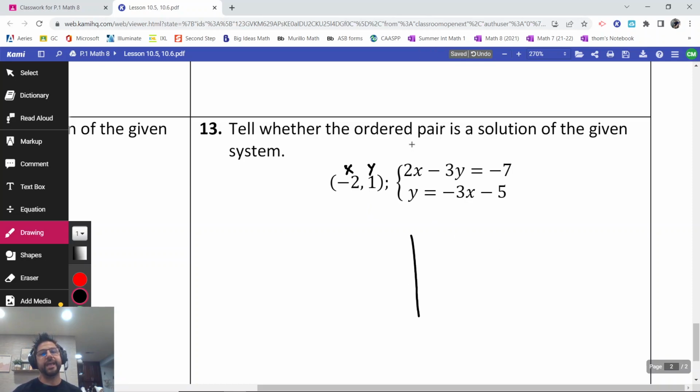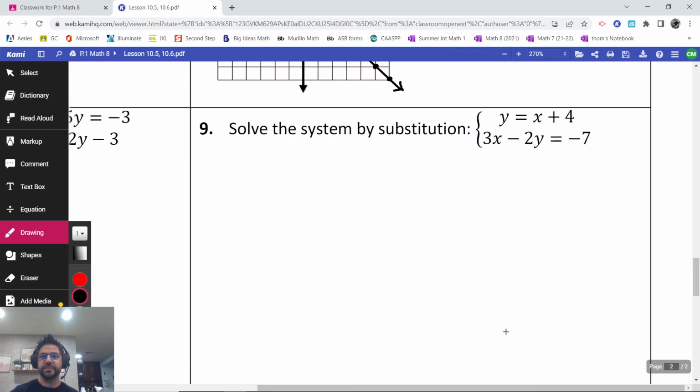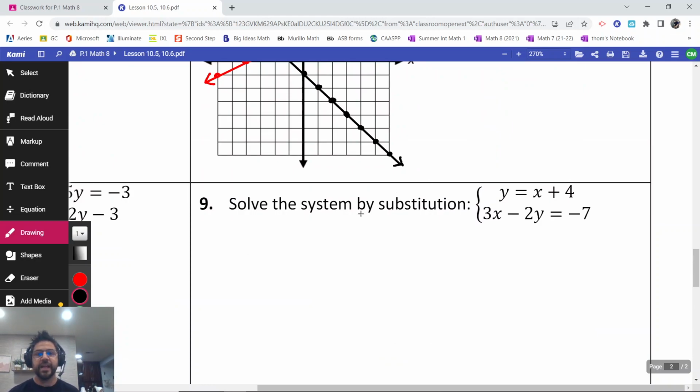And remember, to be a solution, you have to get two true statements, like 5 equals 5 or 3 equals 3. That's a true statement. So those ones should be really quick for you. But let's talk about our substitution and elimination.